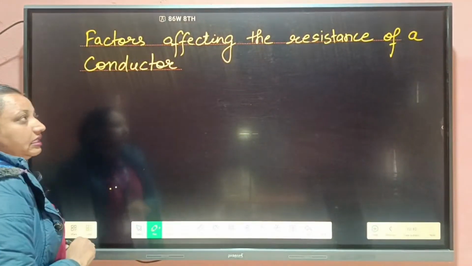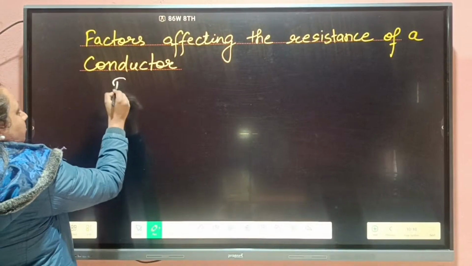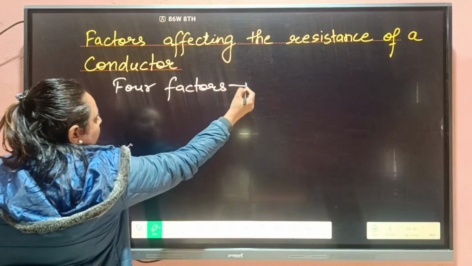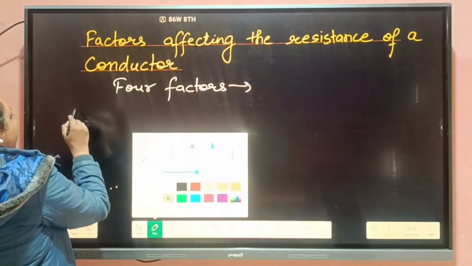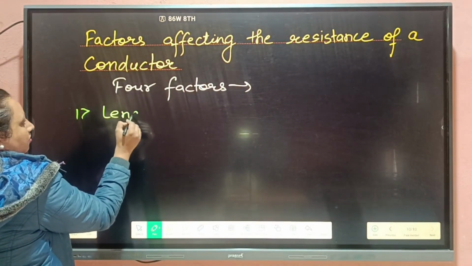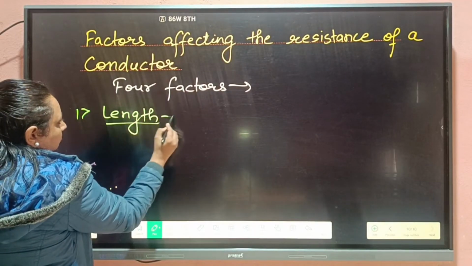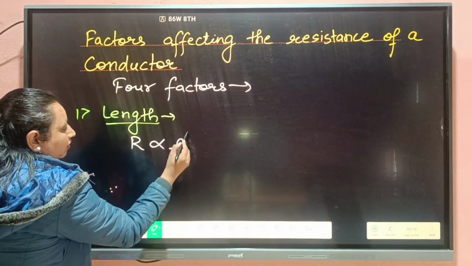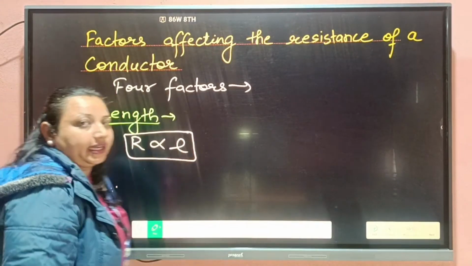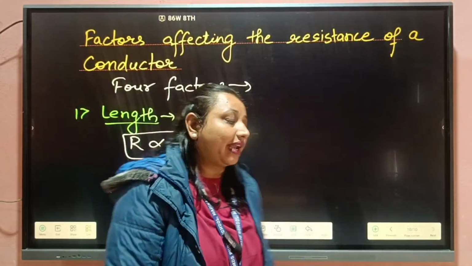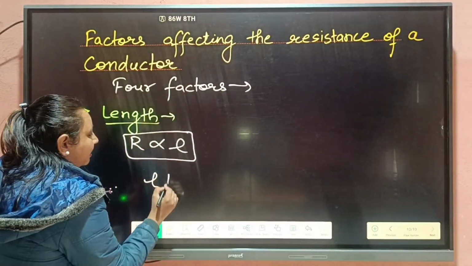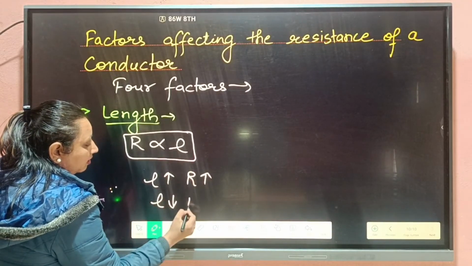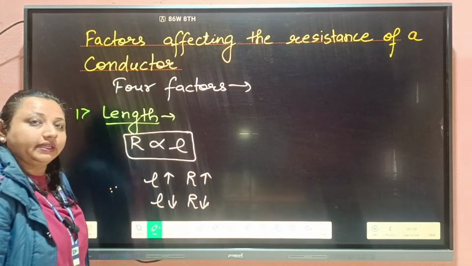So what are the different factors? There are 4 factors which affect the resistance of a conductor. Number 1, length. How does the length affect? Resistance is directly proportional to the length of the conductor. If we increase the length of the conductor, resistance increases. If we decrease the length of the conductor, resistance decreases.